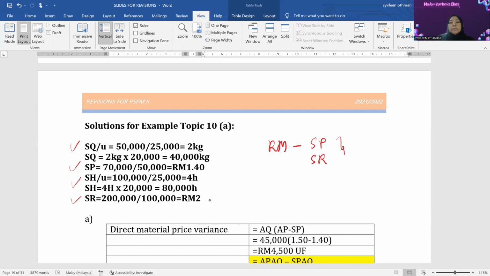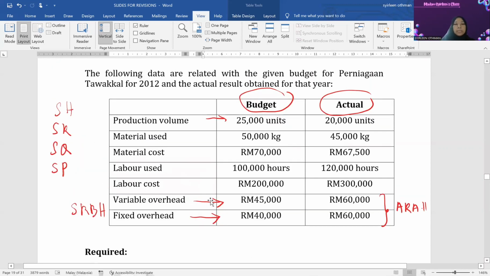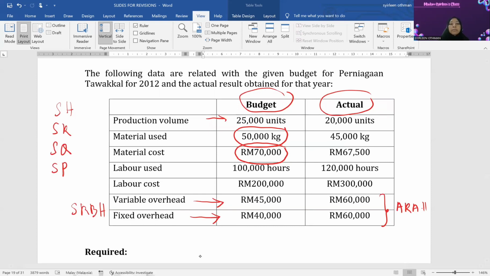So this item, you need to find the item per unit. Whenever I calculate the SP or SR like this, I want to calculate my standard price. So for the standard price, I will take the material cost, which is 70,000. That's the estimated material cost, and the material use is 50 kg. So I want to know my standard price per unit.